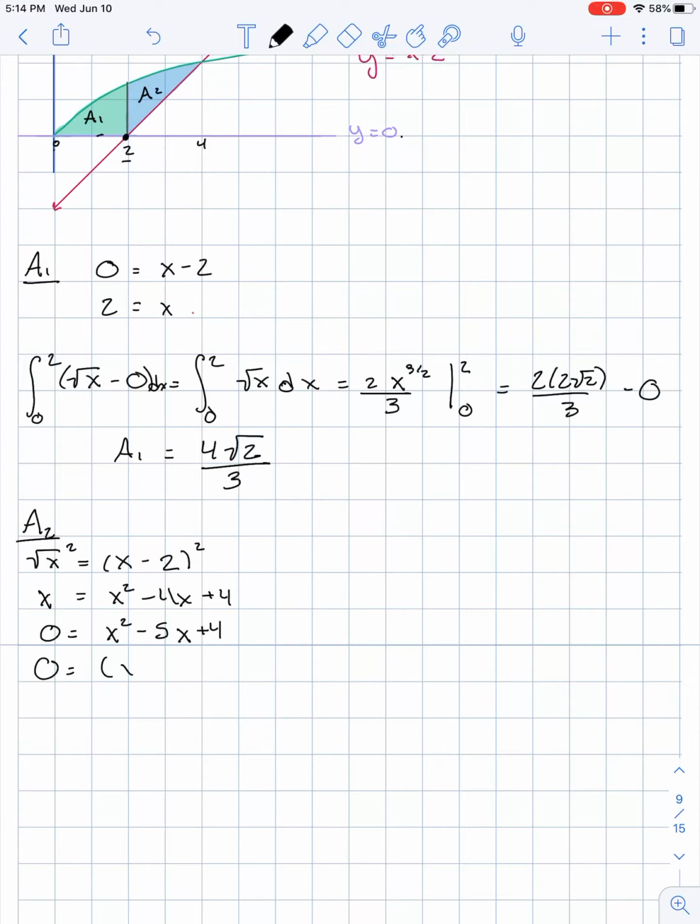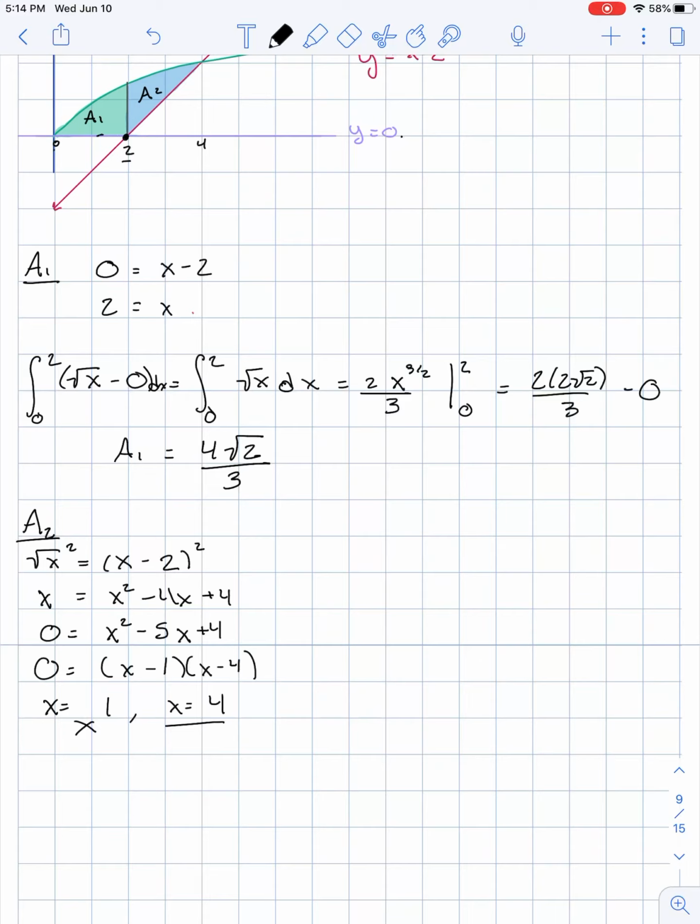And so x, things that multiply to 4 and add to -5. Well, that is -4, -1. So -1 times -4 is 4, and -1 plus -4 is -5. Okay, cool. So that gives us x equals 1 and x equals 4. Well, I know my lower bound is 2, so I can't choose x equals 1. That doesn't work. So I know I'm going to go up to x equals 4.